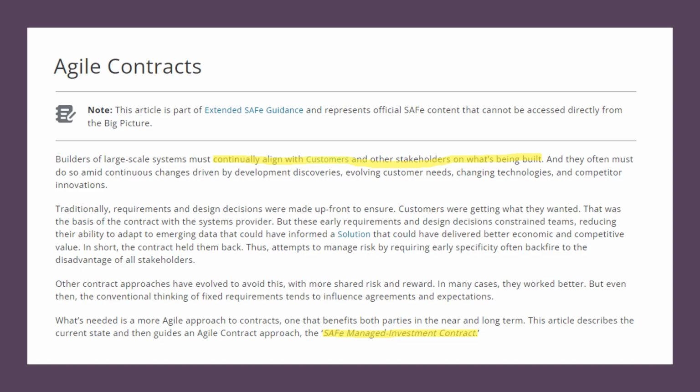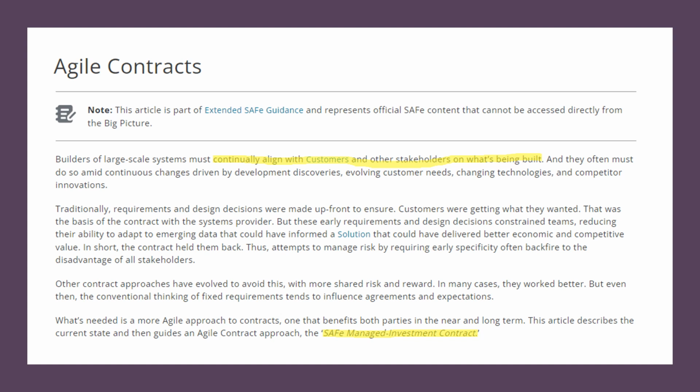Builders of large scale systems must continually align with customers and other stakeholders on what's being built, and they often must do so amid continuous changes driven by development discoveries, evolving customer needs, changing technologies, and competitor innovations. Traditionally, requirements and design decisions were made upfront to ensure customers were getting what they wanted. That was the basis of contract with the systems provider.